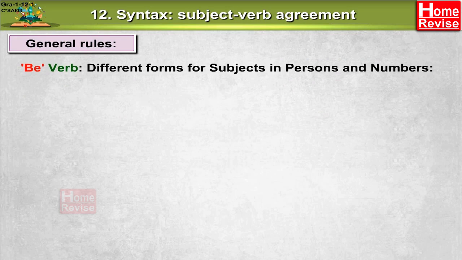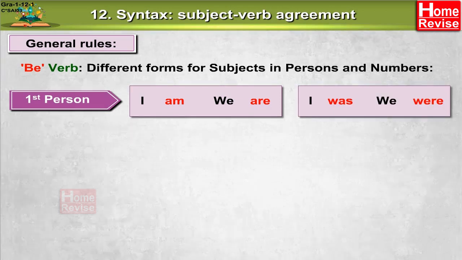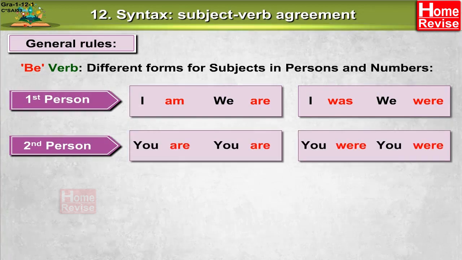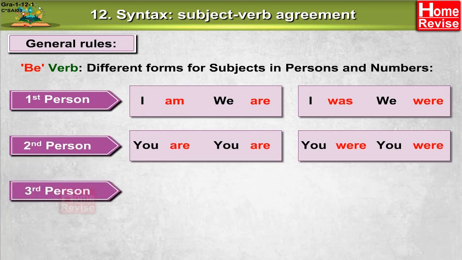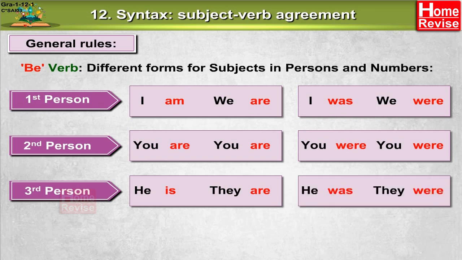General rules. Be verb. Different forms for subjects in persons and numbers. First person: I am, we are, I was, we were. Second person: you are, you were. Third person: he is, they are, he was, they were.